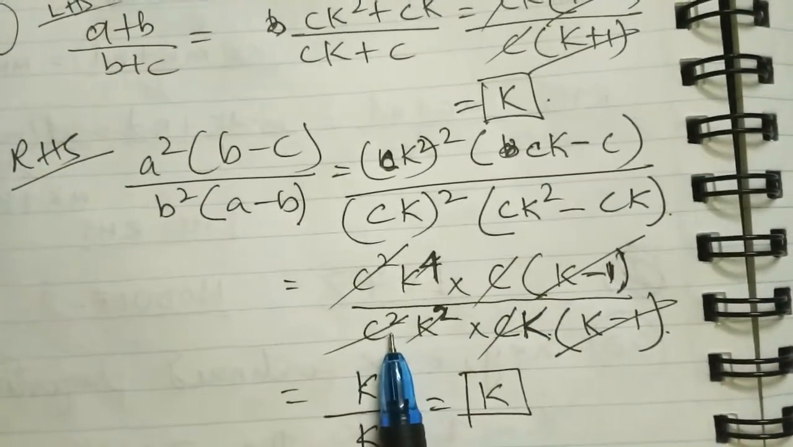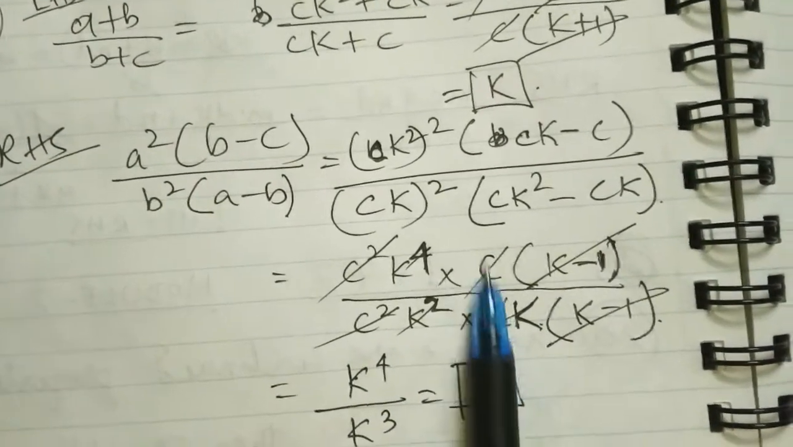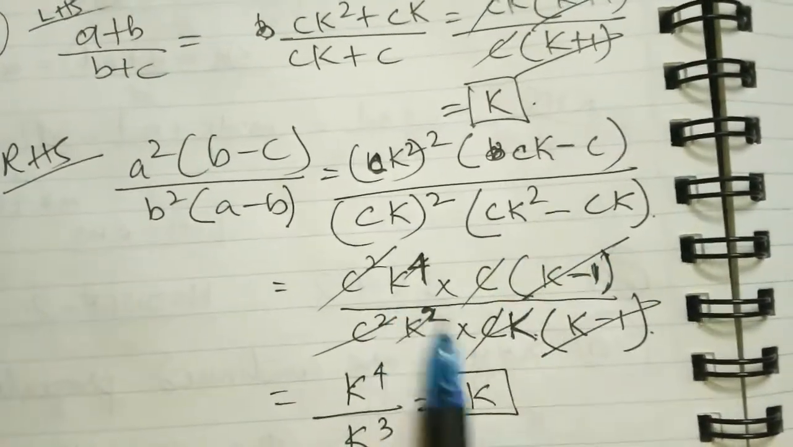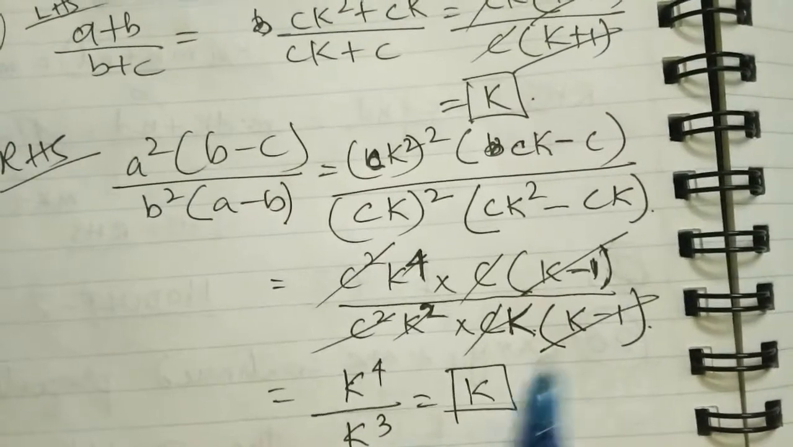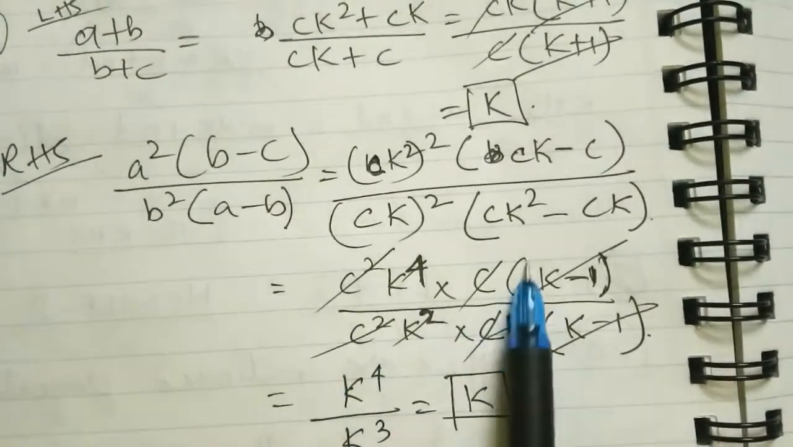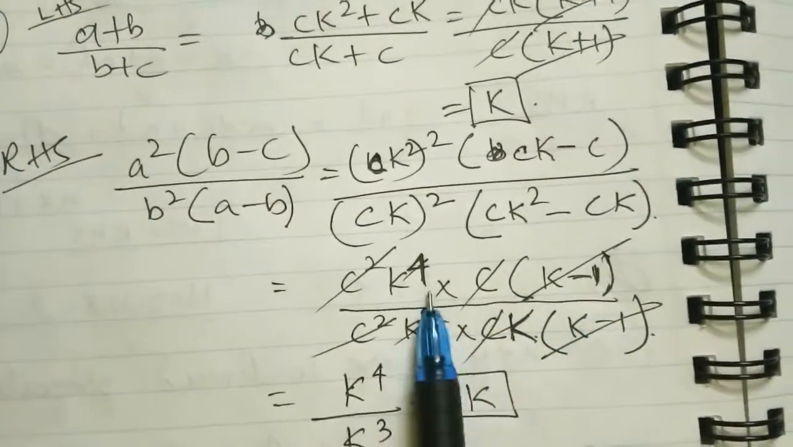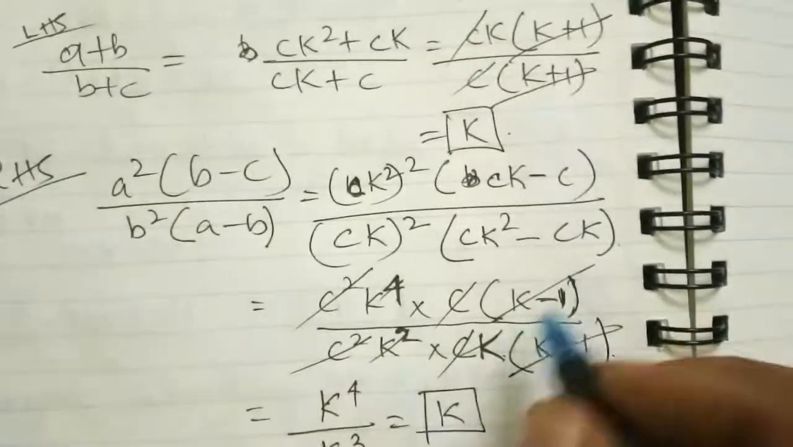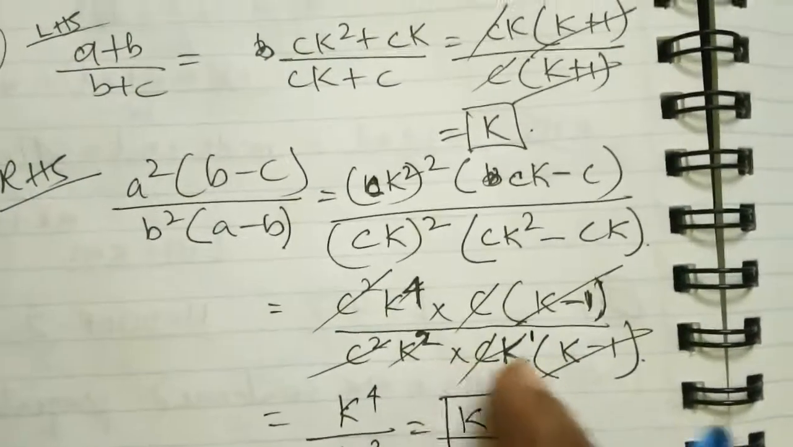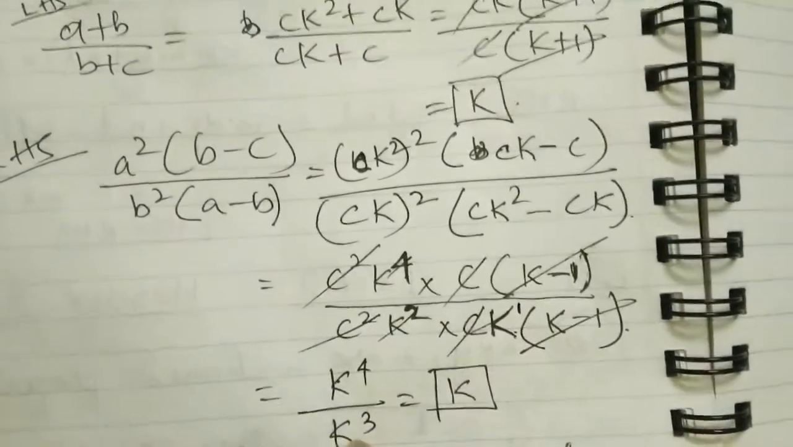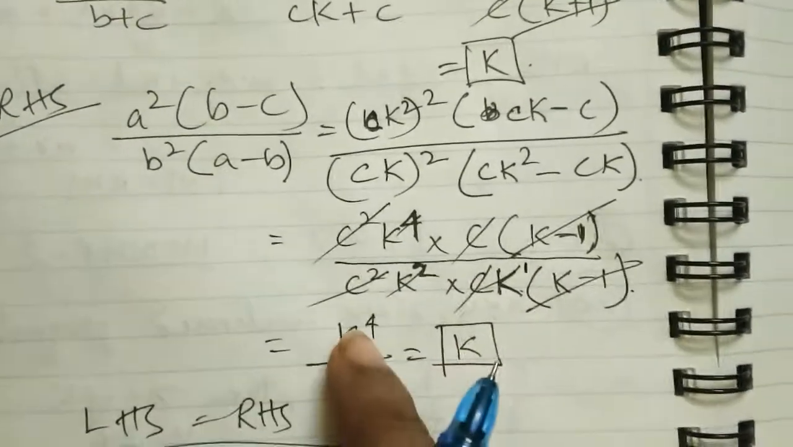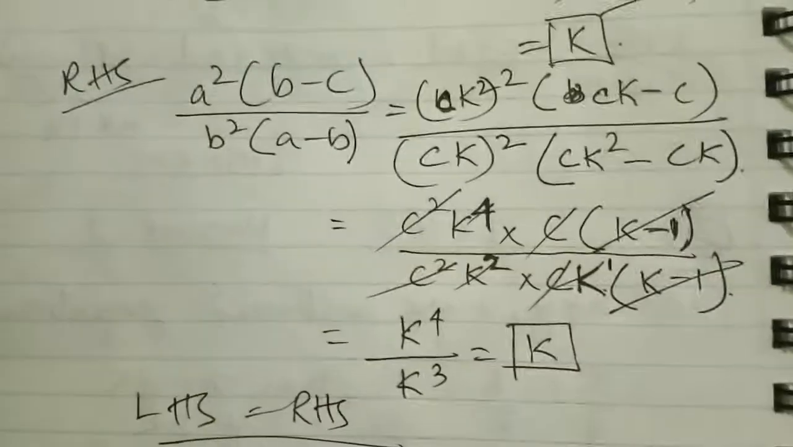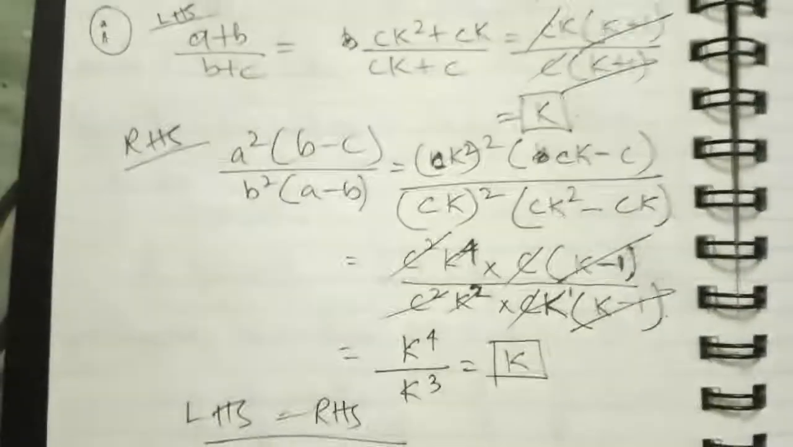Here also c square into k square into in bracket, I can take c common and also k common, ck, and what is coming is k minus 1. Cancelling out c and c. What is remaining is k to the power 4 and k square into k. We know the exponent rules we have done in class 9. This will be k to the power 3. If I subtract, that will be k. Then from here LHS is equal to RHS.